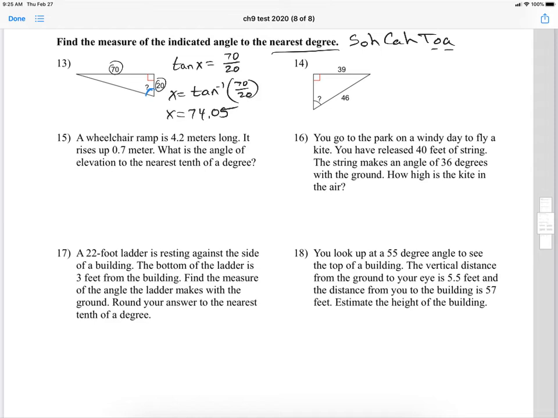Now the nearest degree means I look at that number, and then I look at the number to the right of it. It's a 0, so it's going to stay 74. So the answer is 74 degrees. That's what it's rounded to.